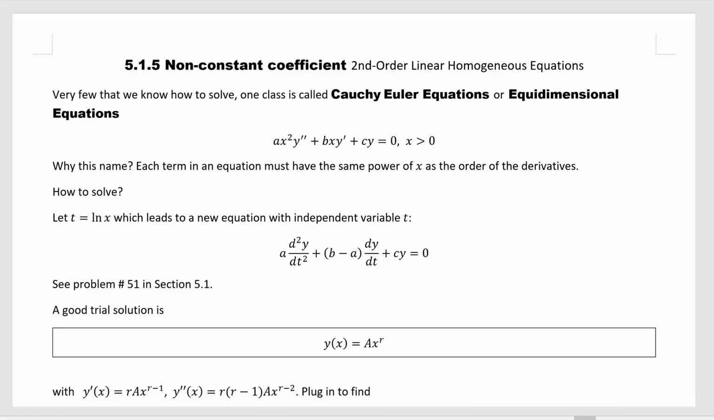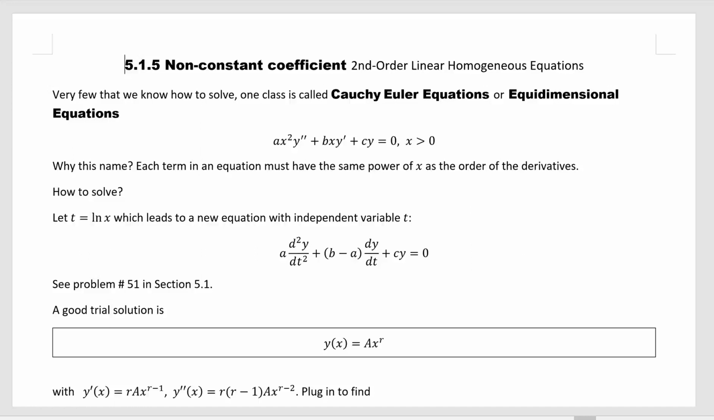Why do we call them equidimensional equations? That is because each term in the equation must have the same power of x as the order of the derivative. You can see here is second order, so we have x squared as its coefficient. Here we have y prime, the first derivative, so we have x as its coefficient. And here we don't have a derivative, so we have the constant term as its coefficient. So equidimensional means the power of x is the same as the order of the derivative of that term.